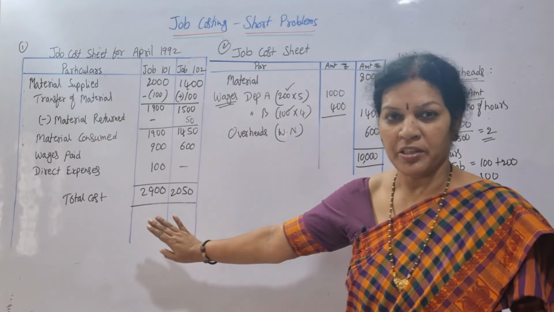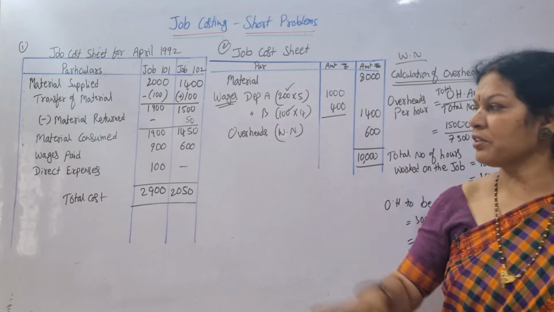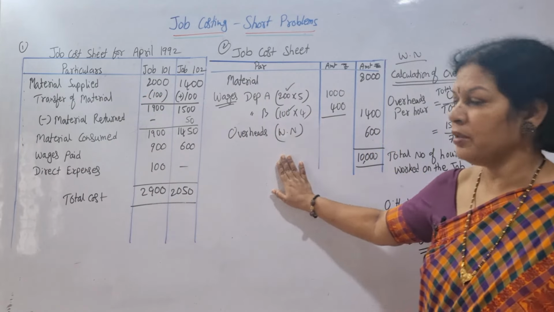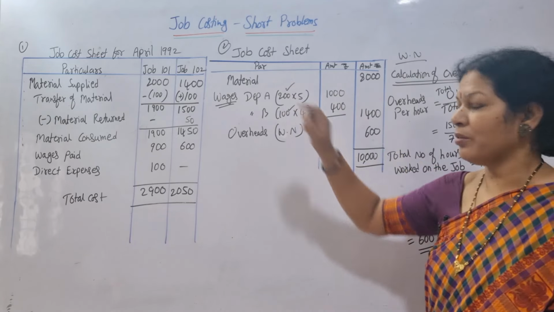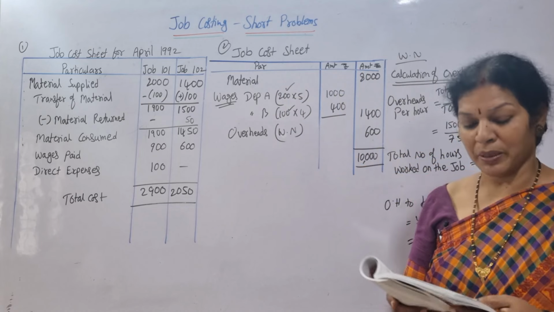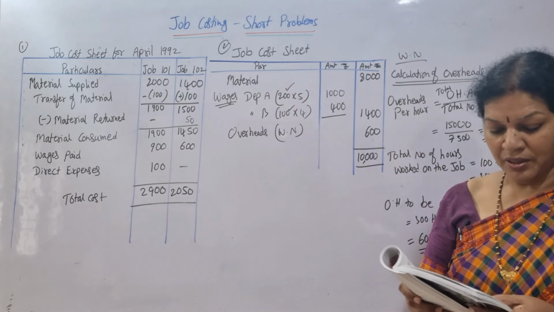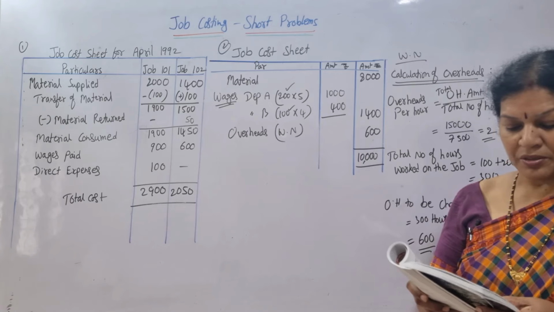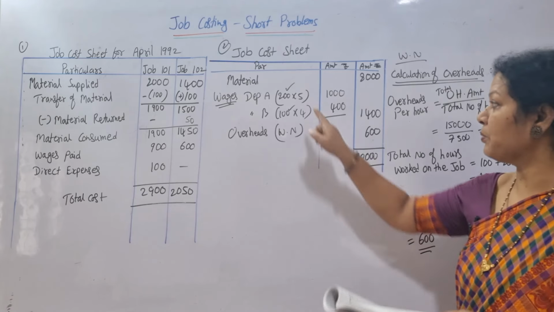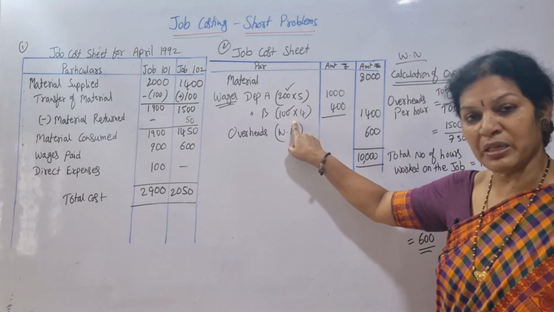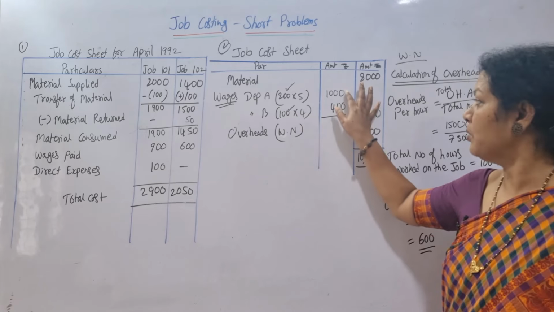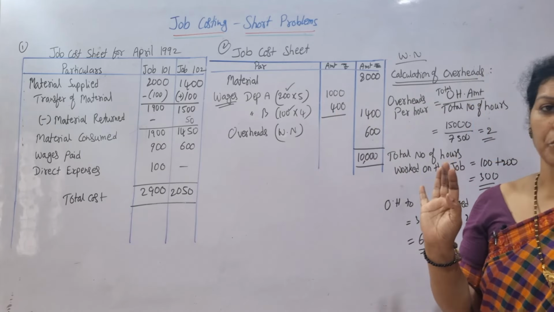This problem is clear, very simple. Whatever is given we have written. Now in this problem, material is given directly. And labor also, they said department wise. Department A is 200 labor hours at the rate of 5 rupees, so we have done 200 at the rate of 5. For department B, they said 100 labor hours at the rate of 4 rupees. So this we have calculated and written over there.